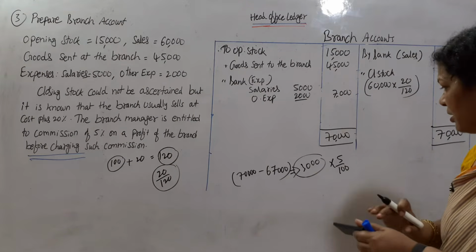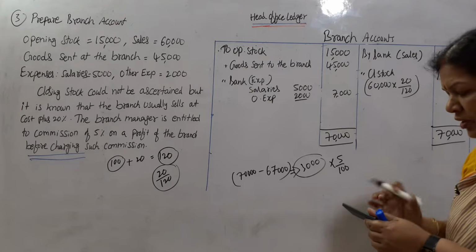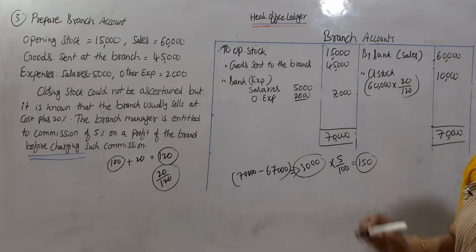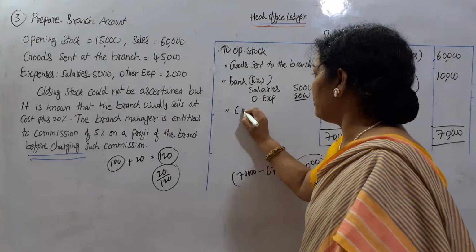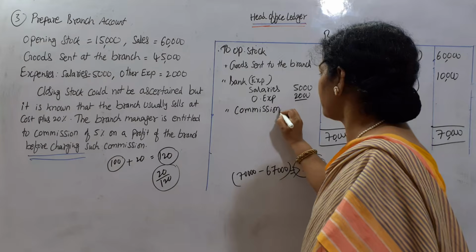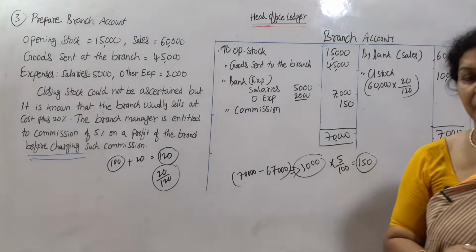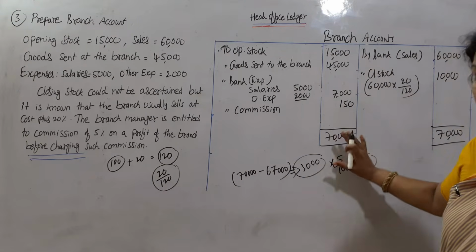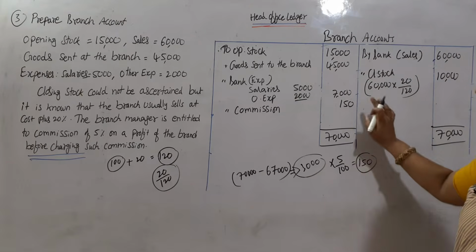5% generally comes to 150, I think, 3,000 into 5%. Yes, 150. It's 150. 150 is the commission to be given to the manager. So we'll say commission. Before charging such commission means first we have taken the profit. Net profit we are getting is 3,000. 3,000, 5% you are getting 150.